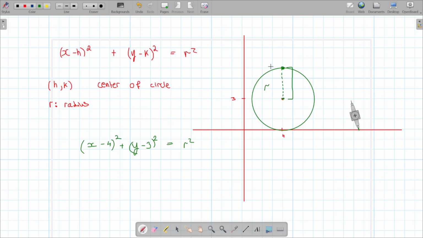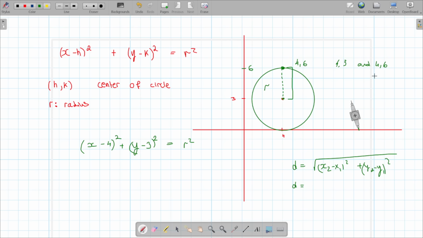How would you find it? Let's say this point is 4, comma 6. How would I find the distance between 4, comma 3, which is the center, and 4, comma 6? You apply the distance formula. I think most of you should know the distance formula. It's the square root of (x2 minus x1) squared plus (y2 minus y1) squared. It's very important you know it.